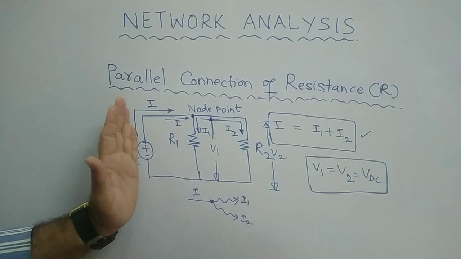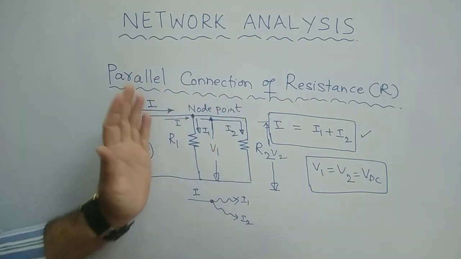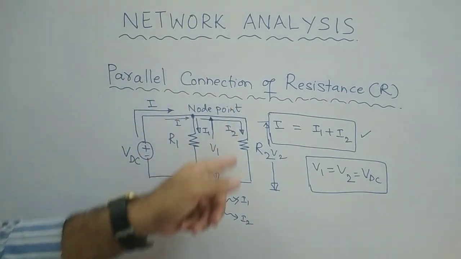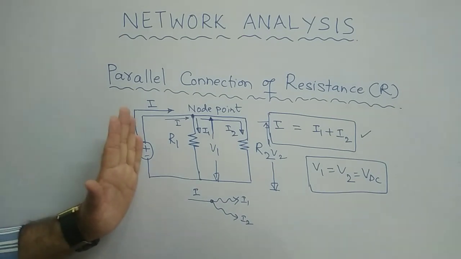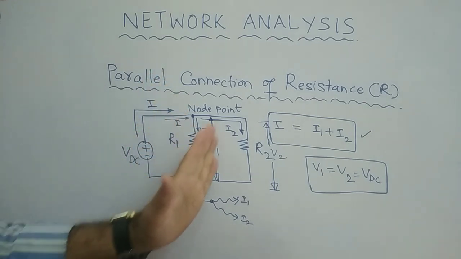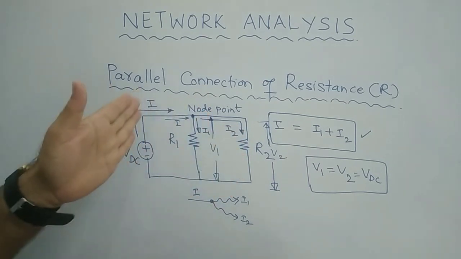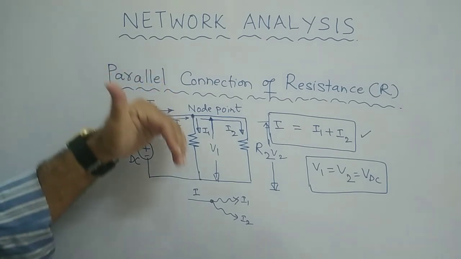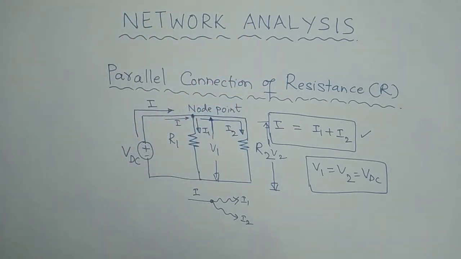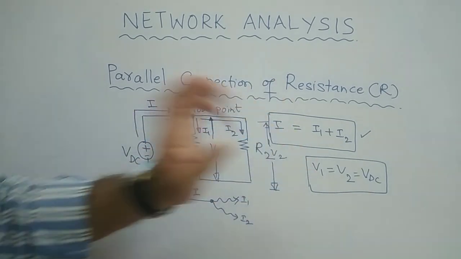Therefore, the voltage remains the same in parallel connection. The voltage across each resistor remains the same, whereas the current flowing through each resistor is different. That is the point to learn in today's presentation. So the voltage remains the same across each parallel resistor, but the current flowing through each resistor is different. That can be represented like this.